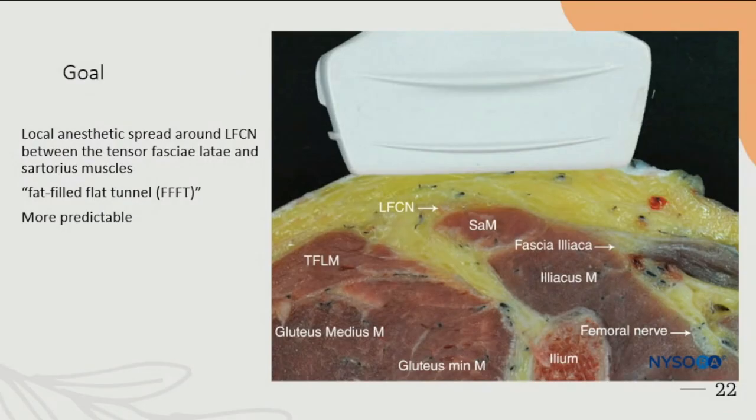On the probe, superficial downward, as you can see, the main landmark is you need to see the sartorius muscle. As you see the sartorius muscle, you try to identify the muscle lateral to it, which is the tensor fascia lata, and you aim for the area in between the sartorius and the tensor fascia lata. As you can see, the LFCN is actually quite near to the sartorius.